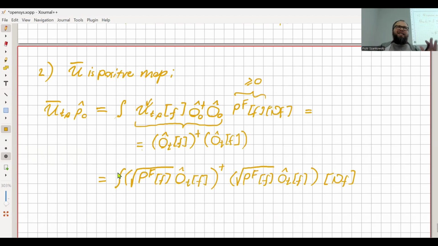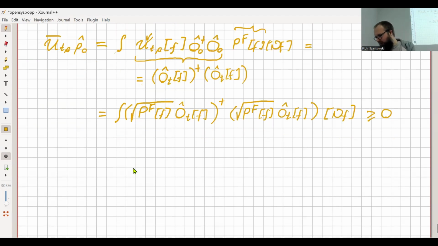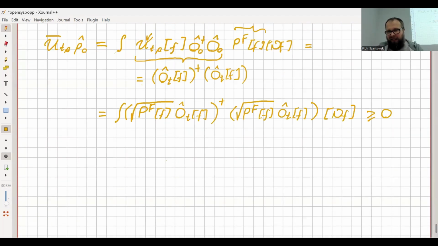The integral doesn't bother us because it's just a sum of positive operators. So everything is positive. So it is a correct, proper map. All right, so that ends our assignment.